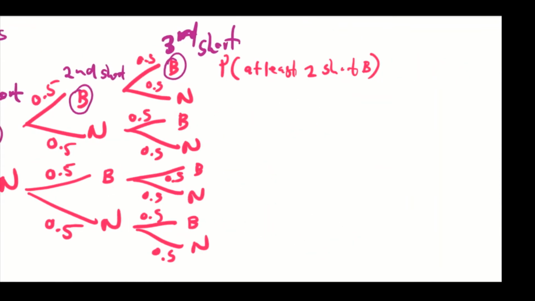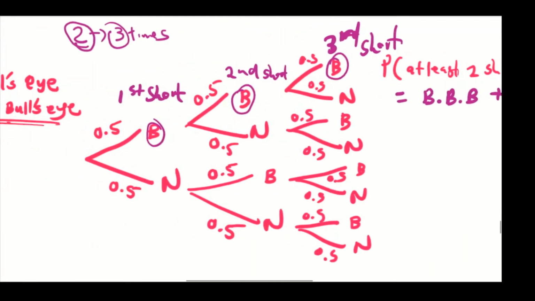So which means the probability will be equal to B, B, and B, right? Plus, and then there's no other 3 times, right? So meaning that we just need to consider 2 times now, right? Because it's at least 2 times.